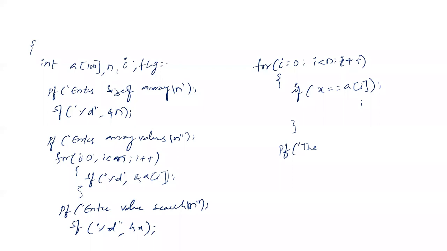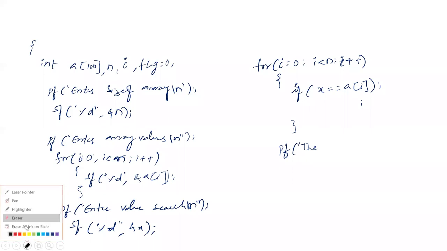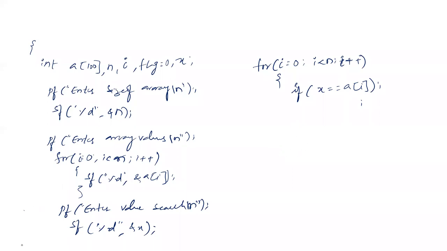Flag equal to 0. Then in the loop, when the element is found, I'm changing the flag value to 1 and a break.